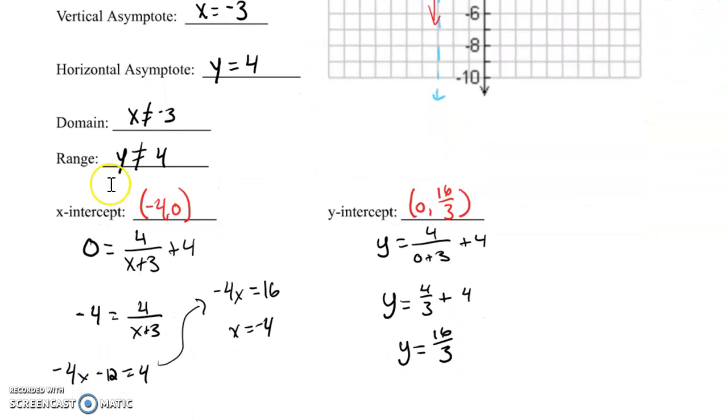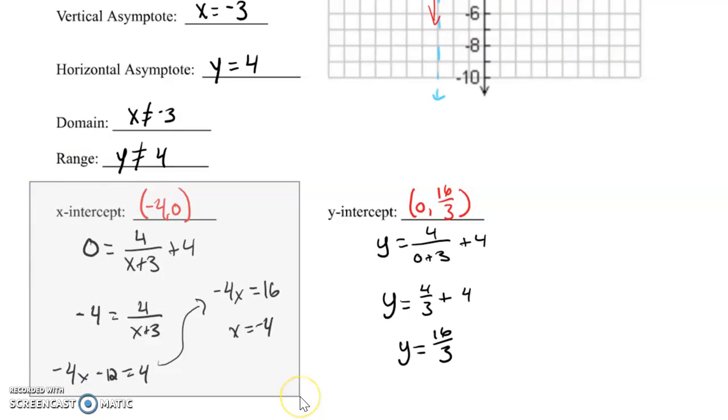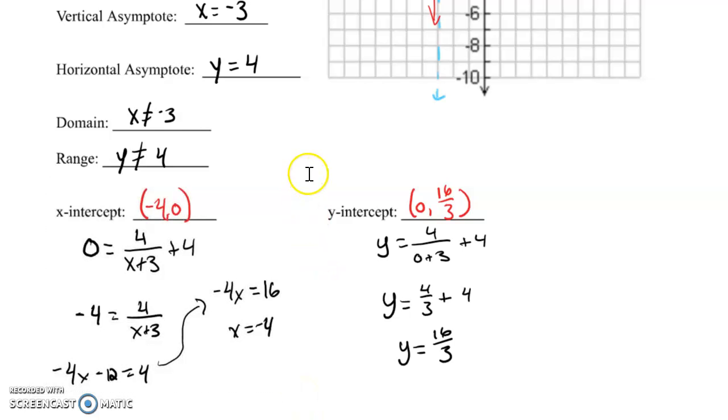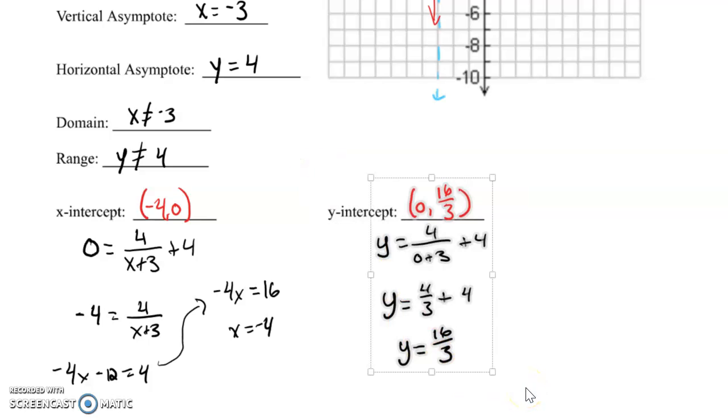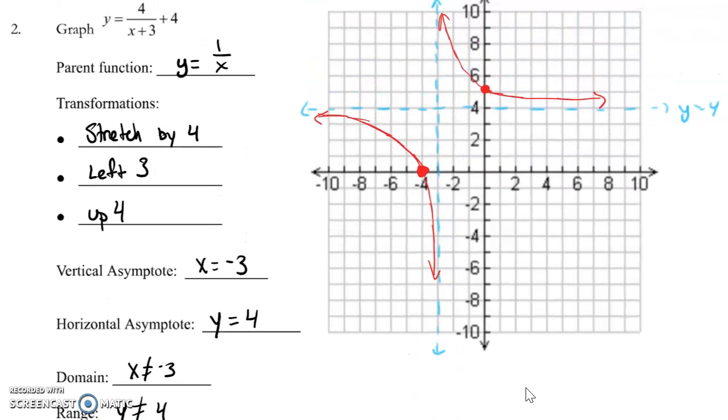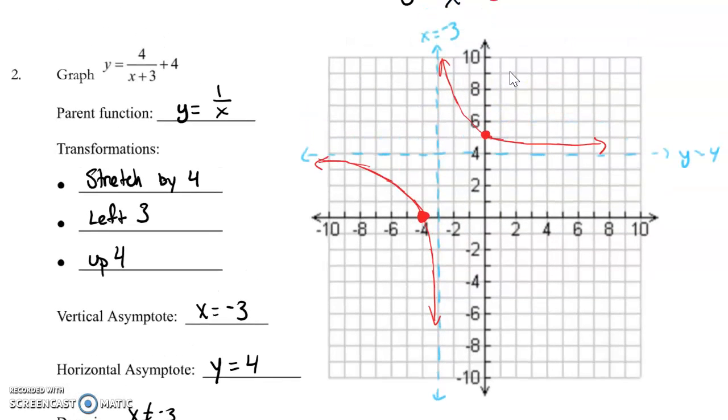And again, finding that x-intercept can be tricky. Make sure you're very careful with your algebra there. Finding the y-intercept, yeah, it's a decimal, it's a fraction. That's okay. Things work out that way. And you just get as close as you can to that value when you're plotting that point.